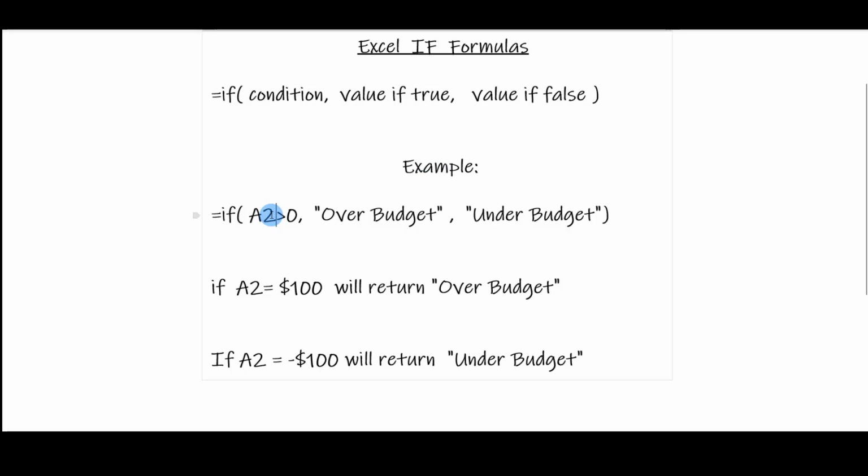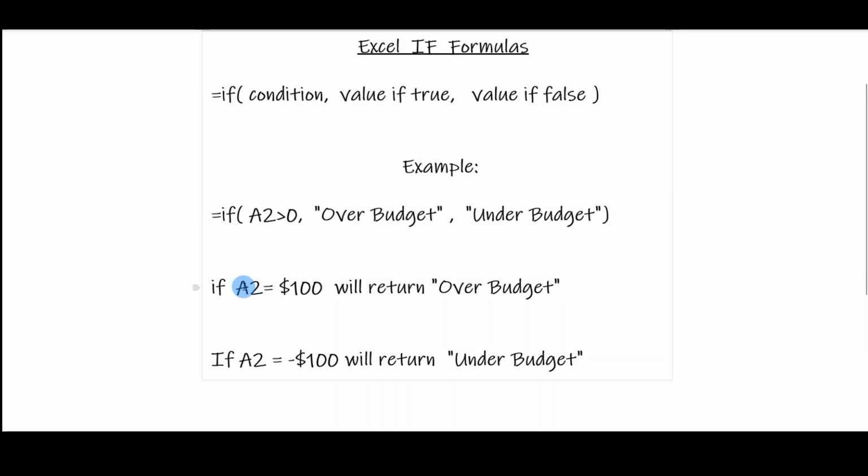So if we want to determine if a budget for a month is over budget or under budget, those are the words that we want to display. So if we have a cell that has the month variance in it, so A2 contains a value. So if A2 is greater than 0, display the words over budget. If it's not greater than 0, then display the words under budget.